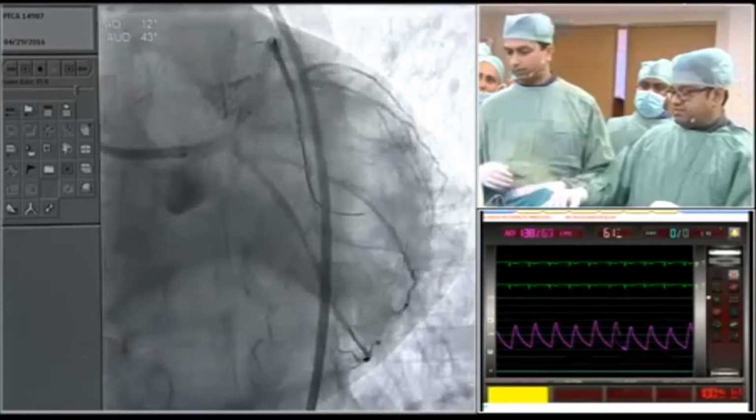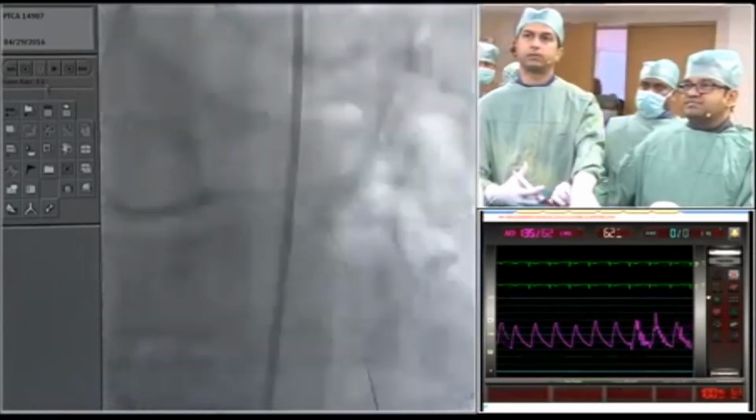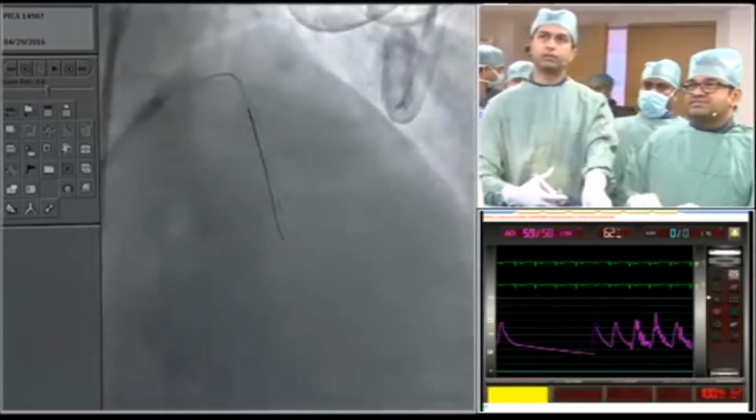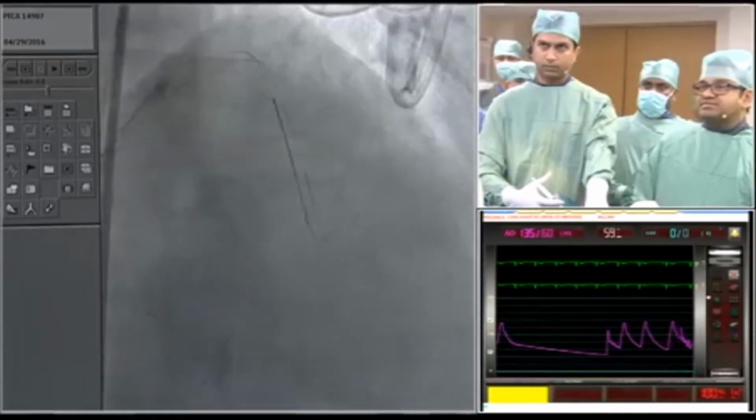Can we see the cranial view please? The last patient I had like this, I pre-dilated quite a bit of the ostium and then implanted a biodegradable stent. I'm not sure if you have a big one. I'm not sure what the size is.